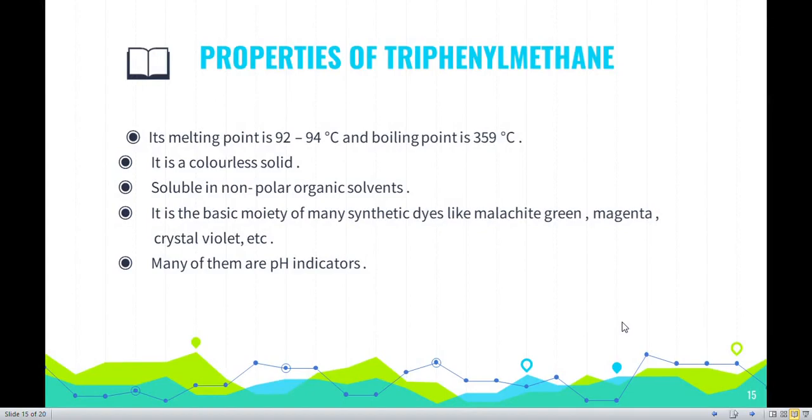Now the properties of triphenylmethane. Its melting point is 92 to 94 degrees Celsius and boiling point is 359 degrees Celsius. It is a colorless solid. It is soluble in non-polar organic solvents. It is the basic moiety of many synthetic dyes like malachite green, magenta, crystal violet, etc. Many of them are pH indicators.